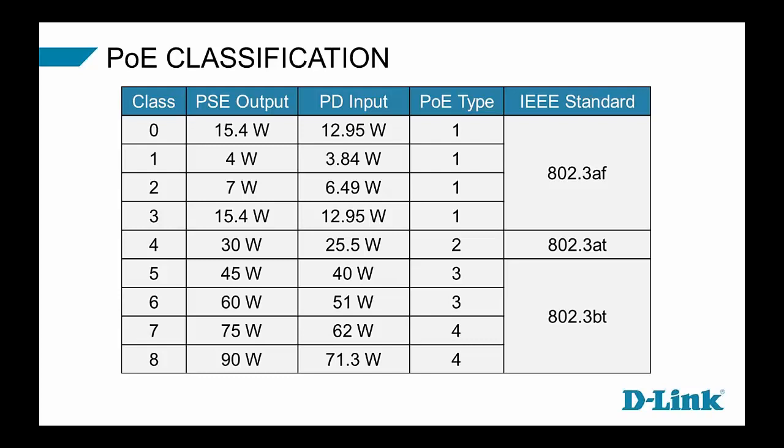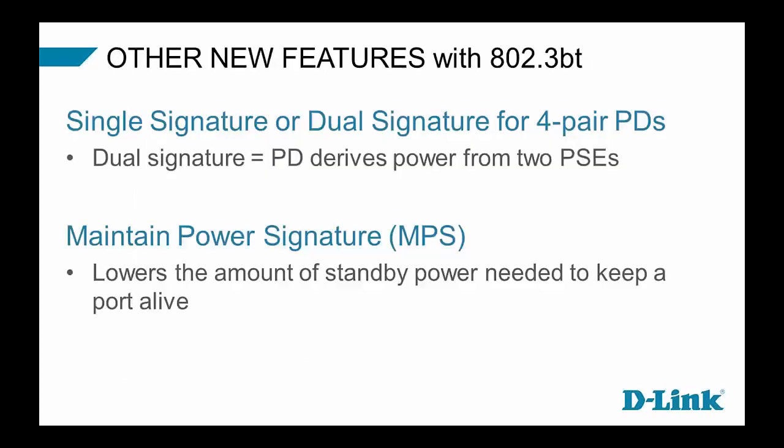The class 4 was added with the AT standard, 802.3at, and that was 30 watts at the PSE port or 25 watts at the PD side. And then with the newest standard, 802.3bt, we're adding classes 5, 6, 7, and 8. So class 5 is 45 watts, class 6, 60 watts, class 7, 75 watts, and class 8 up to 90 watts. I've got a little bit more on classification when I get into the next section of this presentation. I'll actually show an example of how a PoE power budget works.